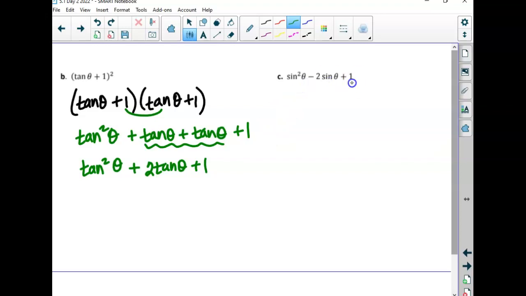All right, what about this guy? I think this is just practice that it factors. Sine squared is like a u squared minus 2u plus 1. How would that factor, guys? Sine in one and sine in the other? And how do you get a 1 at the back? And how do you get a minus 2 in the middle?